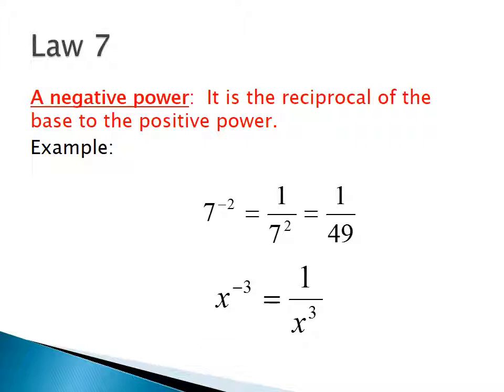Same thing can happen when we have variables. x to the negative 3 can be changed into a positive power by using the reciprocal of x, which is 1 over x raised to the third power.